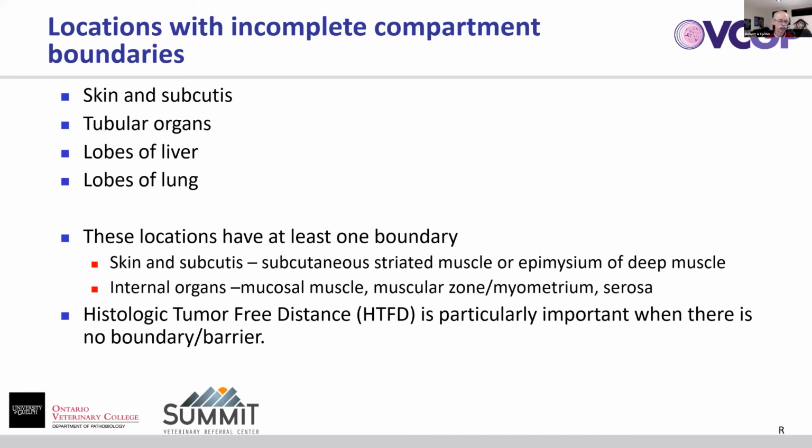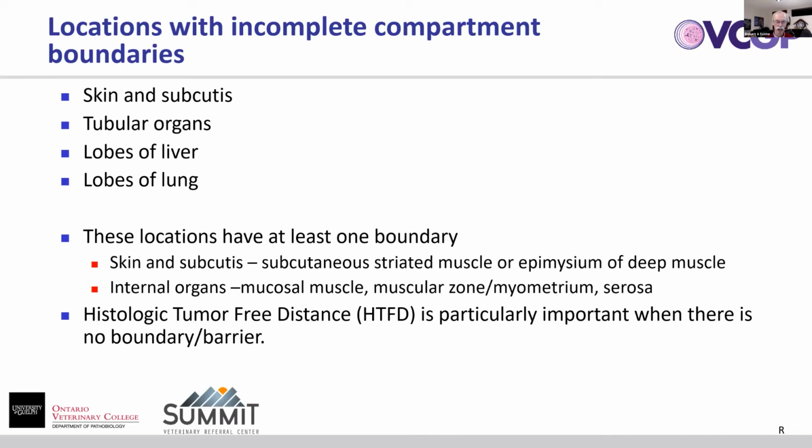Now, what are the boundaries in skin or subcutis? Well, there's a couple of potential boundaries. The one that is particularly relied on is the epimysium of any deep muscle. And we will see examples of that coming up very shortly. There's also the subcutaneous striated muscle, which may or may not be an appropriate boundary, but it's one that if you're aware of, you can report. In internal organs, for example, the intestine, the reproductive tract, the muscularis mucosa, the mucosal muscle as it's officially termed, the muscular zone, the myometrium, the tunica muscularis in Latin, and the serosa are potential boundaries.